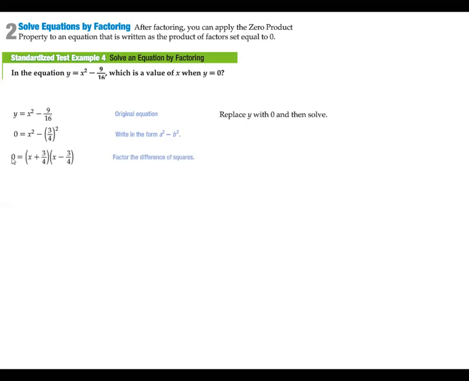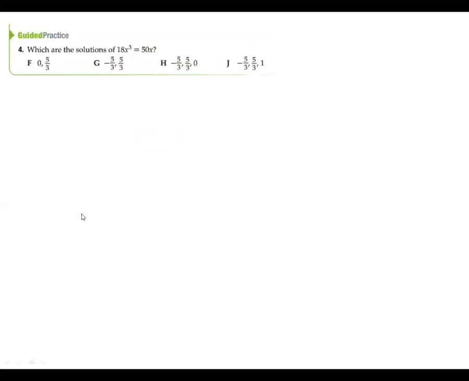Since it's set equal to 0, I can set each factor equal to 0 and solve for x. And I get x equals negative 3/4 and x equals 3/4. Okay, so here's one for you to try. Which are the solutions of 18x cubed equals 50x? Okay, go ahead and pause the video.